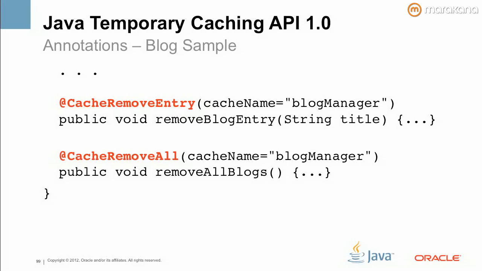Similarly, I can say remove blog entry and remove all blogs. There are corresponding annotations for that. So cache enabling an existing POJO is pretty straightforward.